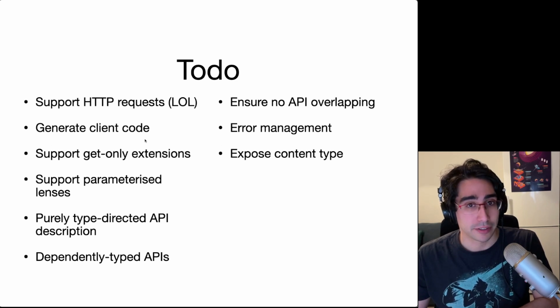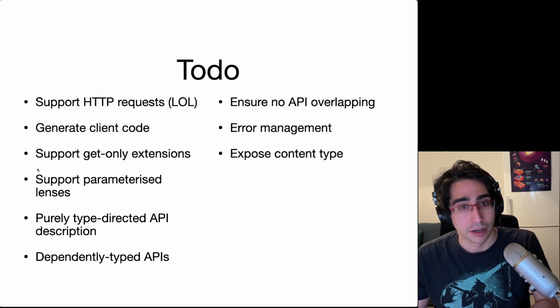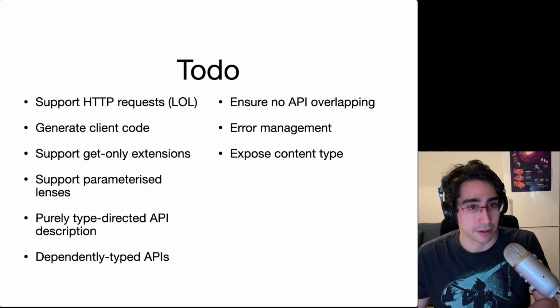Generating client code would be nice, like generating JavaScript functions out of the server API. The get-only definition that I've shown has to be done manually. We can just write a function for this, and that's done. This does not support parameterized lenses, which means lenses that depend on an argument in the URL. So for example, if you say, get me the to-do list from this user, the lens would depend on the parameter that is the user. So there are no facilities for this, but there's no doubt that it can be done.